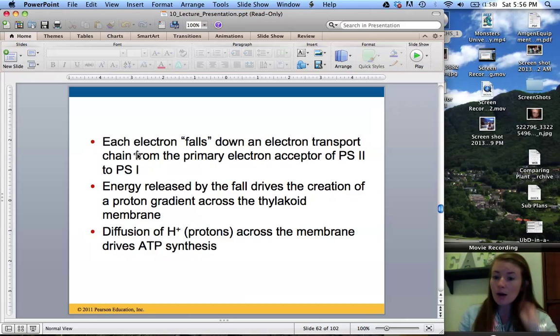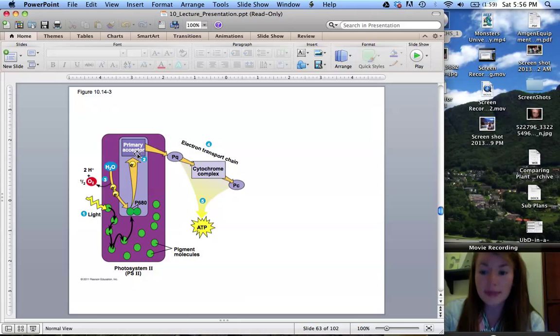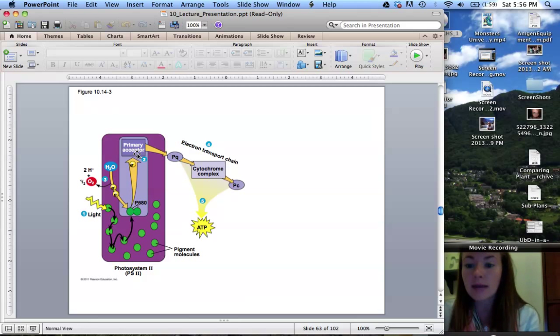Just like how the same energy from the electron transport chain was used to pump hydrogen ions across the cristae during cellular respiration, the electrons falling down the electron transport chain between photosystem 2 and photosystem 1 release energy, and that energy is used to pump protons across the thylakoid membrane. When that happens, the protons then rush back in through ATP synthase, and we make ATP by exactly the same process that we made ATP during cellular respiration.